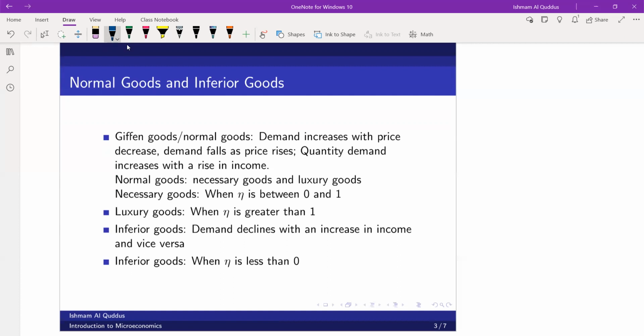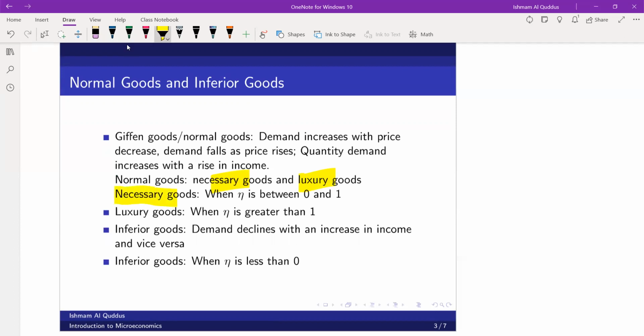The goods where, by the general law of demand, if price increases, the quantity demanded will fall, and vice versa. And also, if there is a rise in income, the quantity demanded increases. So those kinds of goods are normal goods. Now, these normal goods can be further categorized into necessary goods and luxury goods.